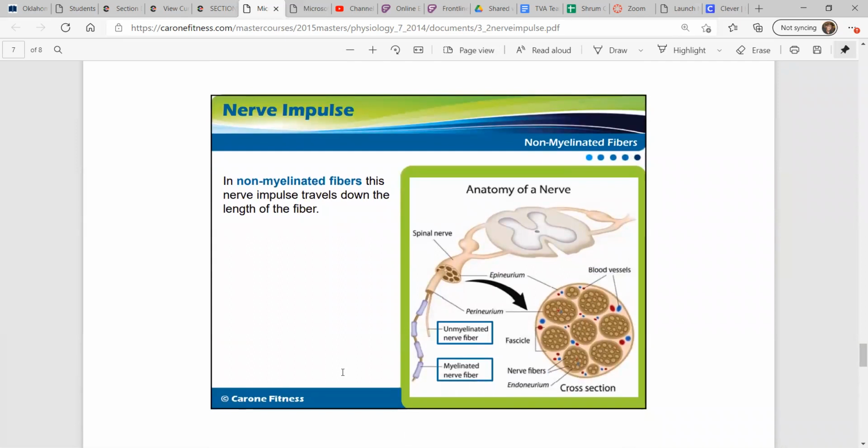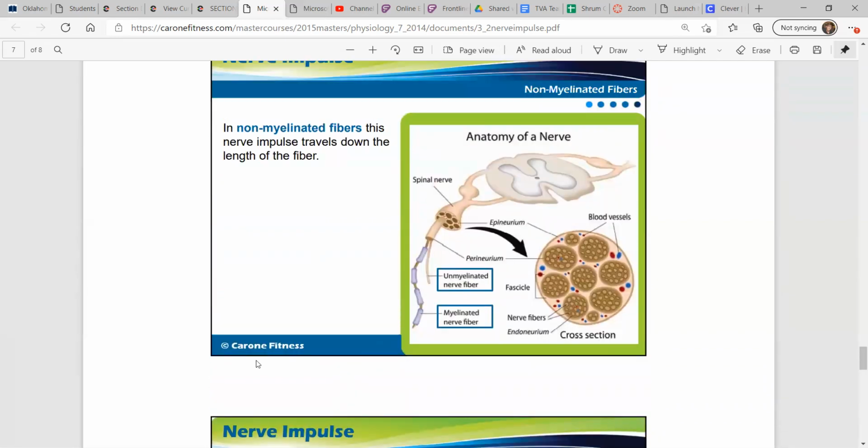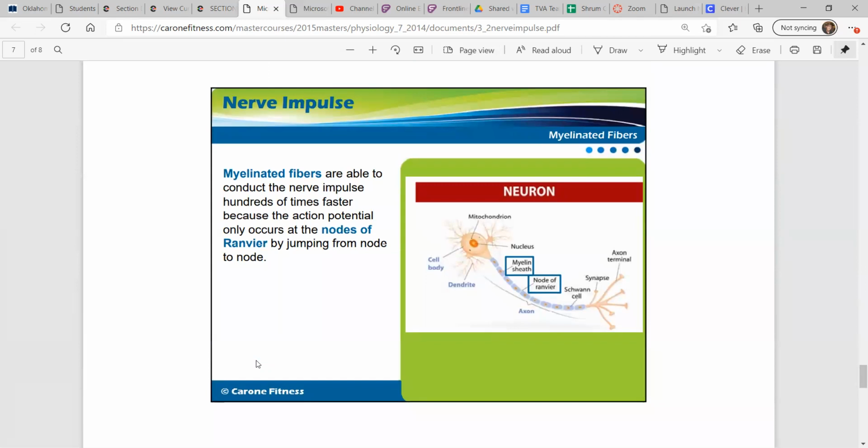In non-myelinated fibers, this nerve impulse travels down the length of the fiber. You can see that here. Myelinated fibers are able to conduct the nerve impulse hundreds of times faster because the action potential only occurs at the nodes of Ranvier, by jumping from node to node. If you look at the myelin sheath, you notice that it's broken up into sections, and between those sections is a node of Ranvier.